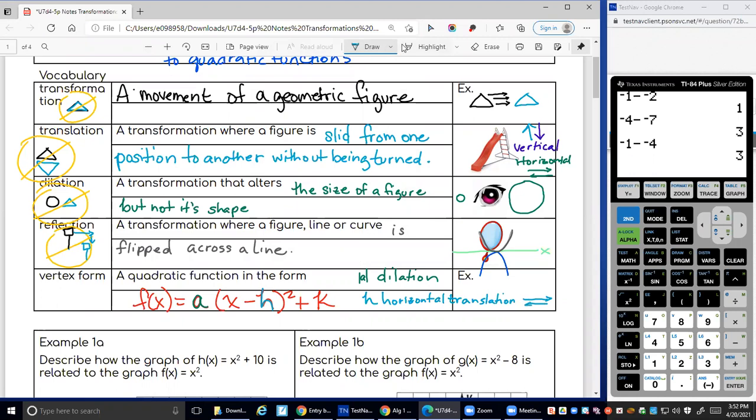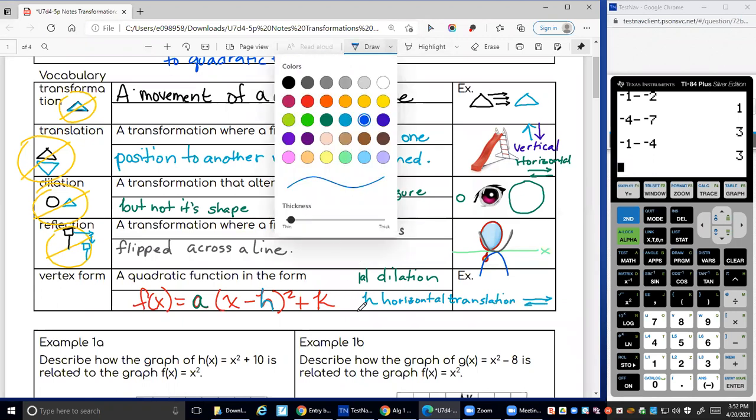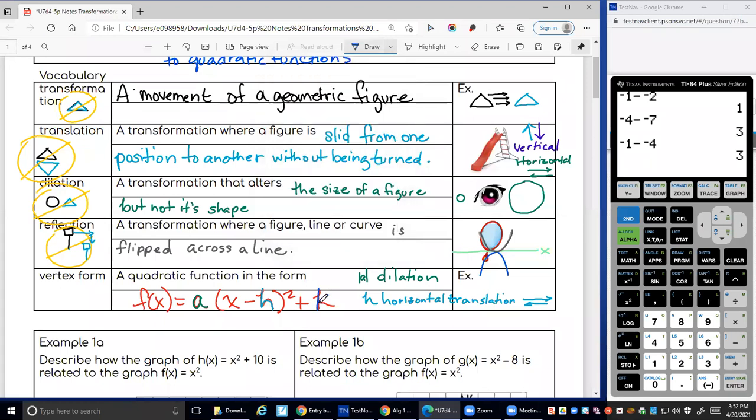And then K, which is usually in the position of C, right, which is usually your y-intercept, which makes sense because the y-axis goes up and down. So K is all about your vertical translation. Okay. And I think that'll be enough to get us through today.